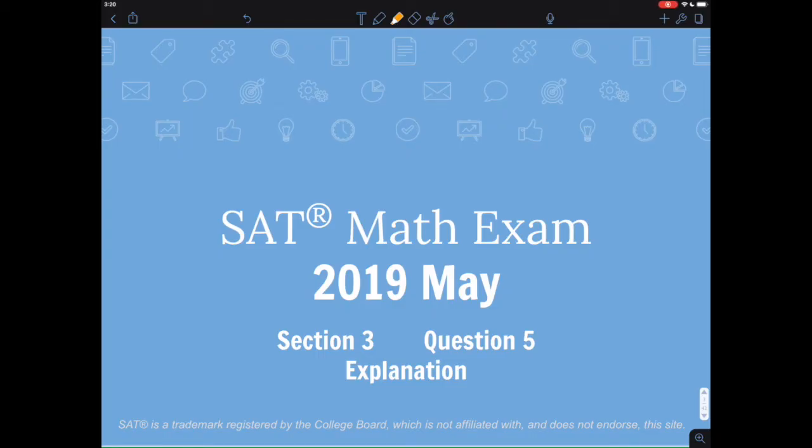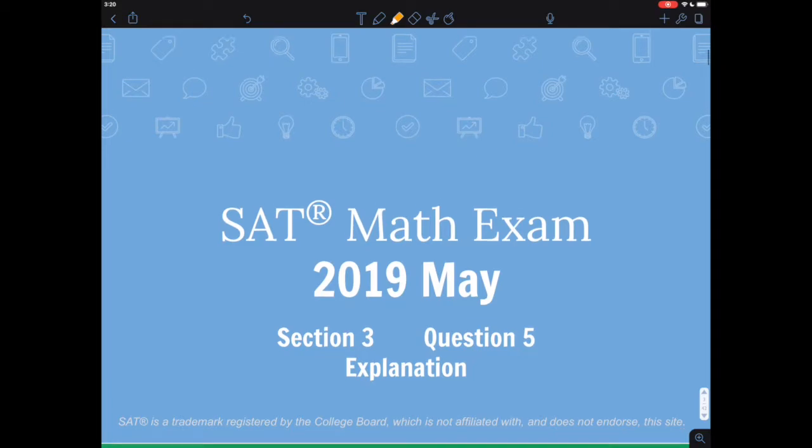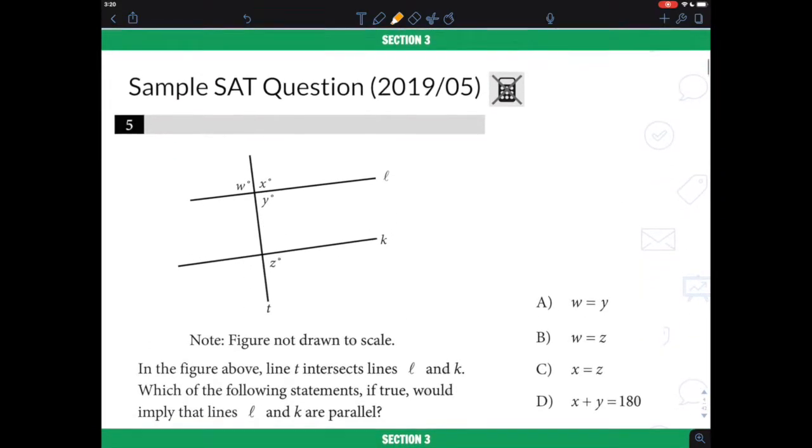Hello, in this video we will go through 2019 May SAT Math Exam Section 3, Question 5. For this question, it is going to focus on the topic in geometry, which focuses on parallel lines. So let's take a look. It says in the figure above, line T intersects lines L and K. Which of the following statements, if true, would imply that lines L and K are parallel?